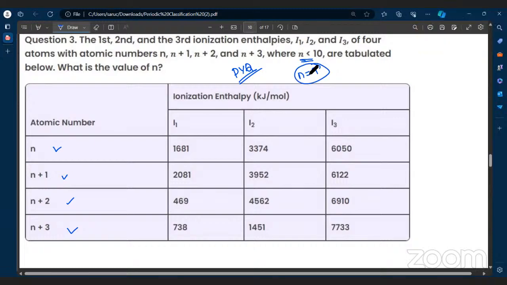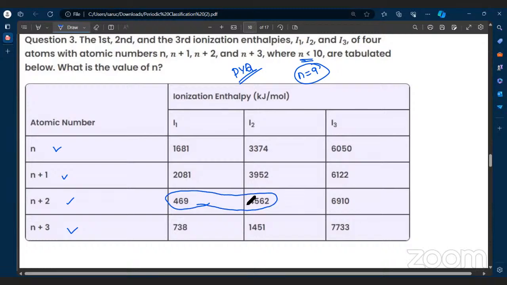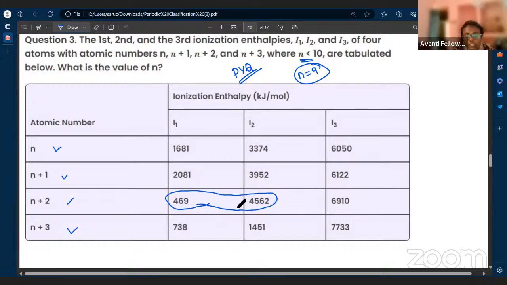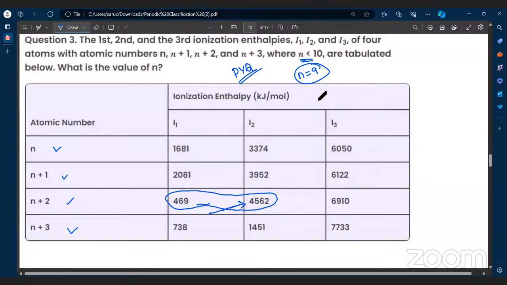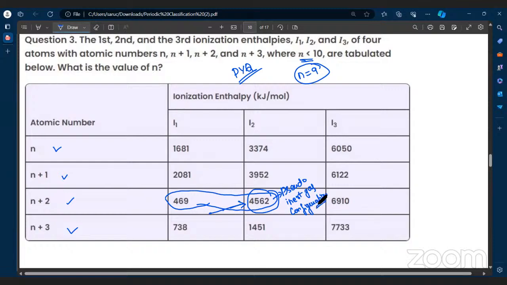When you check the data, you can see that this one has ionization energy 1 and ionization energy 2, and there is a drastic increase in ionization energy 2. When will you have a drastic increase in ionization energy? We know that ionization energy is removing an electron from the outermost orbital. So can I say that this has the pseudo inert gas configuration? That is why the value over here is high.